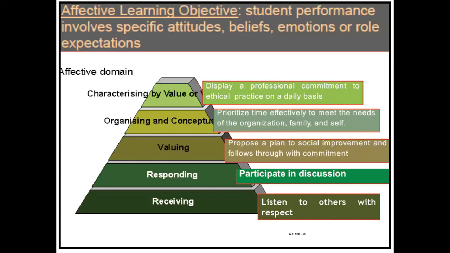Valuing: propose a plan for social improvement and follow through with commitment. Organizing: prioritize time effectively to meet the needs of the organization, family, and oneself. So he prioritizes that at this time I have family time, so that's why I have to avoid some work. But during office hours, he should avoid the matters of the family and others. So that is actually prioritizing, categorizing the different values, the different tasks, and then he has to accept the top value.